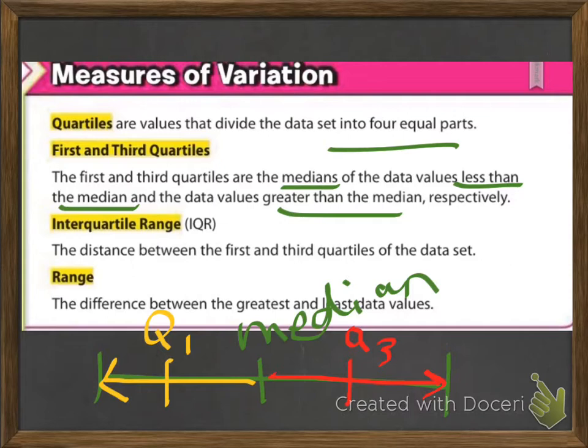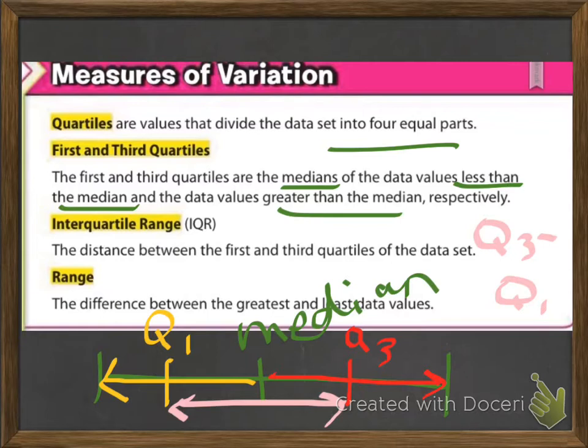And again, this is just kind of going over vocabulary. The interquartile range is the distance between the first and third quartiles of the data set. Okay, so now we're talking about the distance between the first and third quartile. So really to find that we would just take quartile 3 minus quartile 1, and that would tell us the interquartile range. That's very simple.